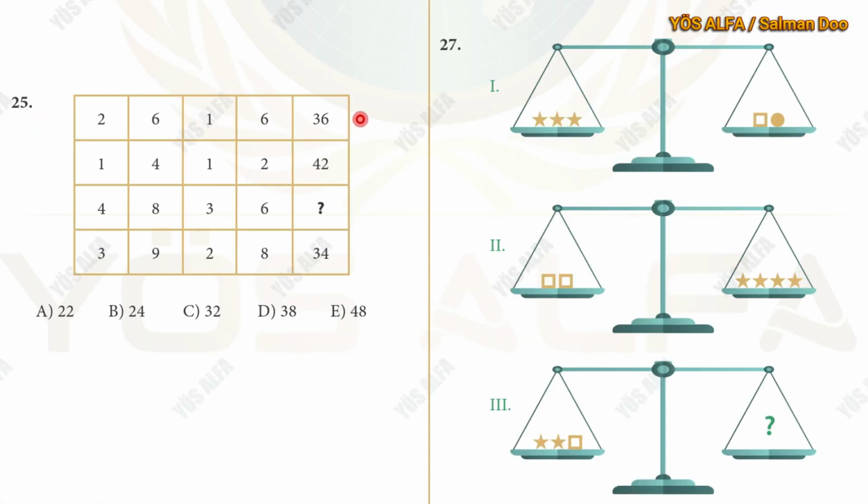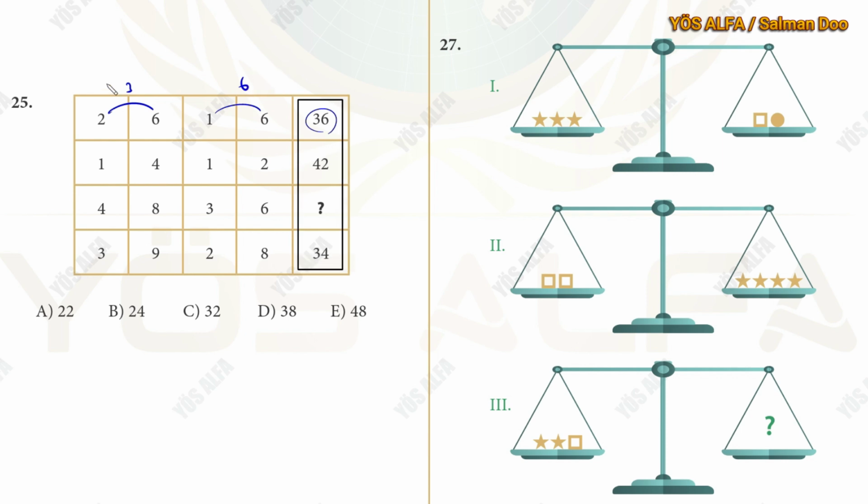25. The number table is given. We need to find the relation between the numbers. So in the first row, when we divide the second digit by the first digit, we have 3. And in the same way, we're going to divide the third and fourth numbers. 6 over 1 is 6. So this one is the result. 3, 6, 36. So the fifth column is the result.